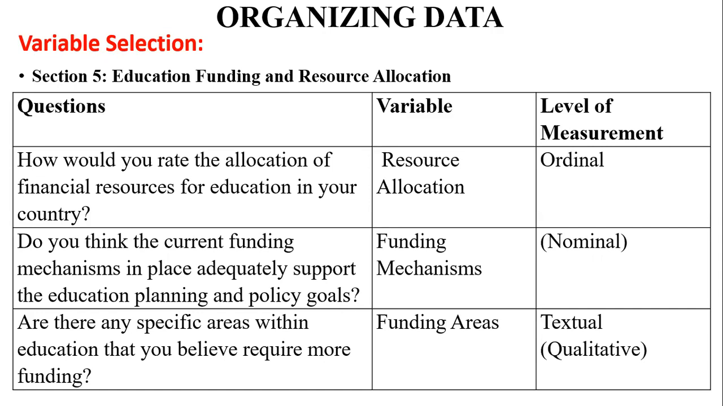And finally, the third part looks at the funding areas, and because we are not going to measure it at nominal, ordinal, interval, or ratio level, we are going to look at the qualitative nature, or those areas that are going to be put into various thematic areas so that they can be analyzed.